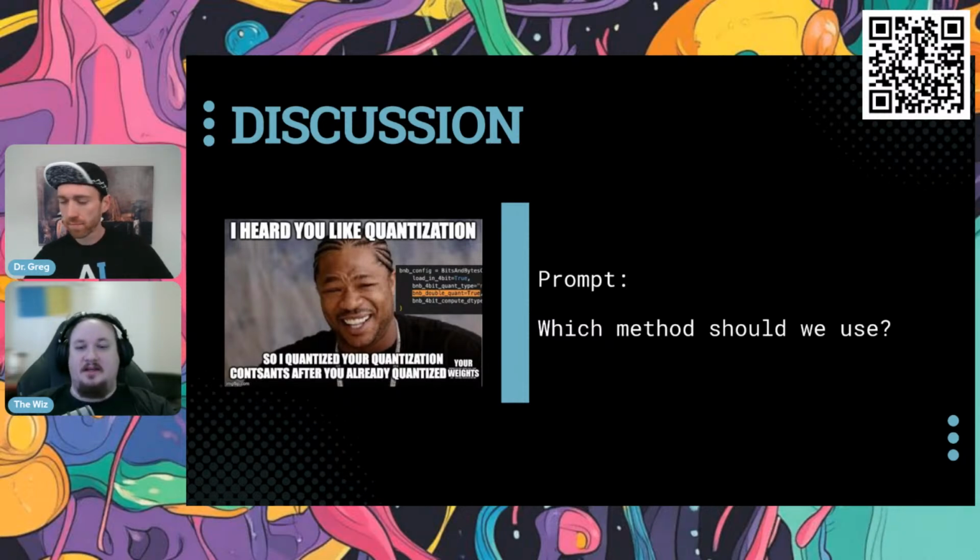Yeah, I mean, the easy answer to this question is use AWQ if you can. If not, use GPTQ. There is potential total memory savings that you could draw lines across.